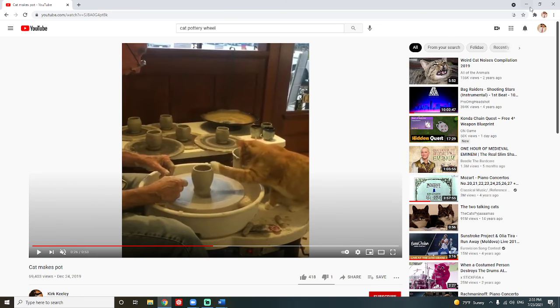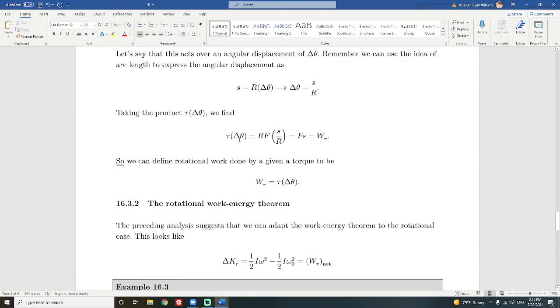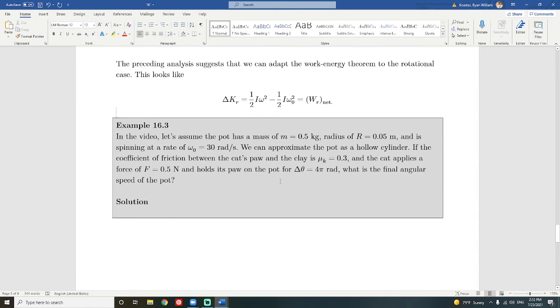Okay. So we're going to do an example based on this. Let's assume the pot has a mass of 1/2 kilogram, and the radius is pretty small, like 5 centimeters, so let's say about 0.05 meters, and it's spinning at a rate of omega naught equals 30 radians per second. We can loosely approximate the pot as a hollow cylinder, so basically we approximate it as a ring, right?